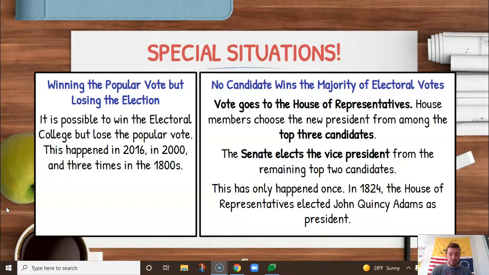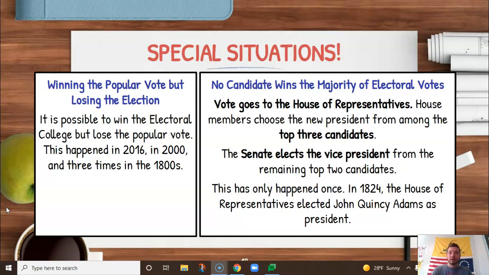All right, so let's go over some special situations. There are a couple things with the Electoral College you need to know about. The first thing is that you can actually win the popular vote but lose the actual election. It's possible. It's happened twice in the last 20 some odd years: in 2016 and in 2000, and then it happened 3 times in the 1800s.